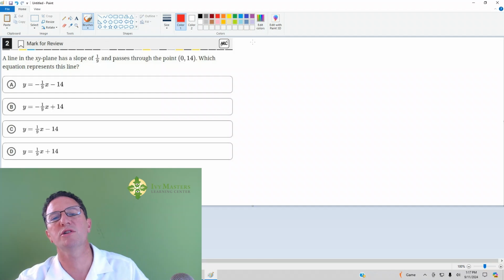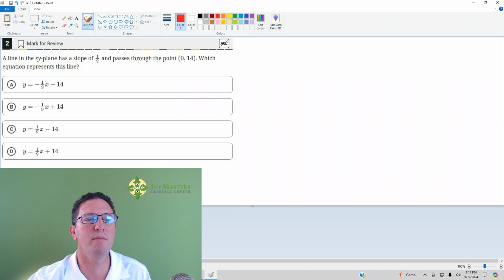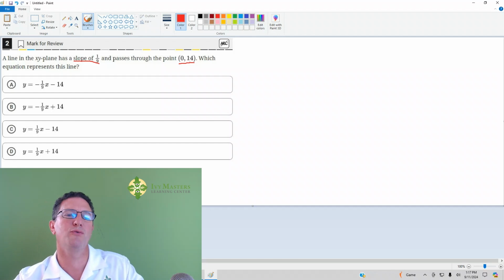This is the second question from Digital SAT Test 3 Module 1 Math. Number 2 is telling you that you've got a line with a slope of 1/9. It goes through the point (0, 14).